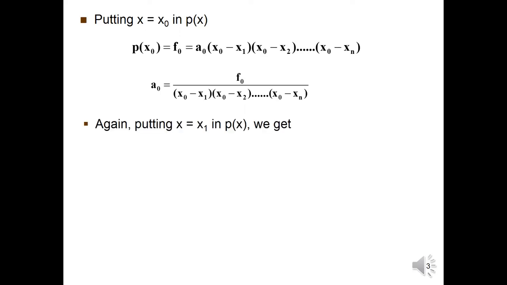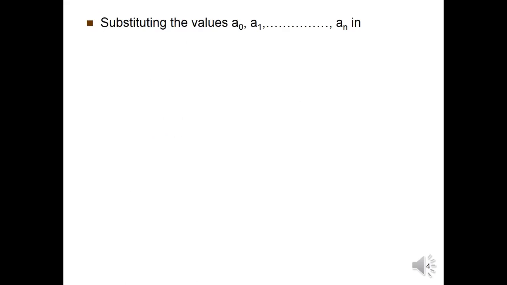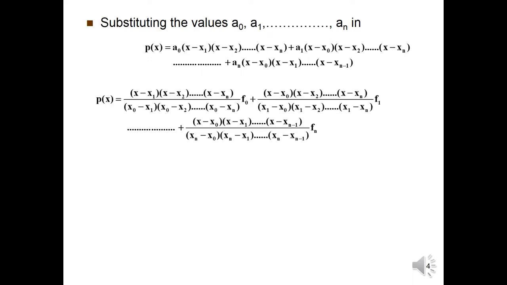Now we put x is equal to x1 in the polynomial and find out the value of a1. So we got a1 this. Similarly we can put x is equal to x2 and find out the value of a2, and finally we put x is equal to xn and find out the value of an. Substituting the values of a0, a1, an in P(x), which is the polynomial we had assumed, we get the Lagrange interpolation formula, and this is the interpolation formula.